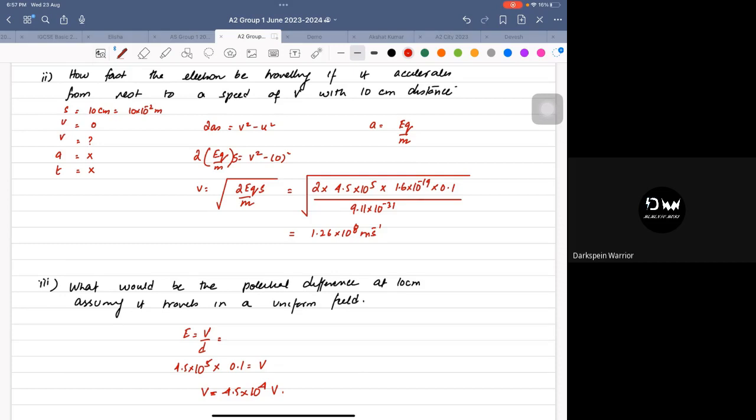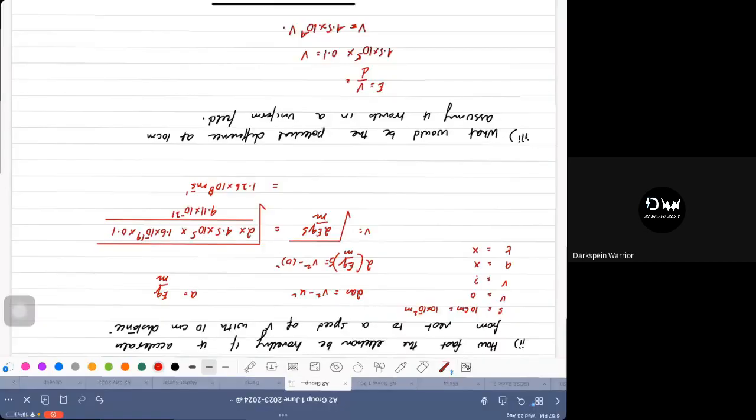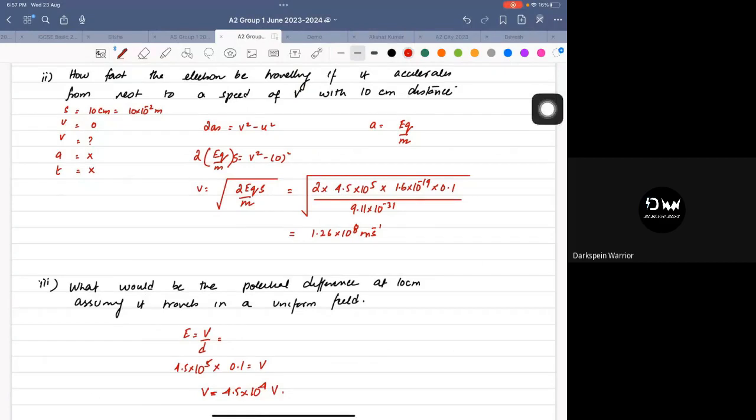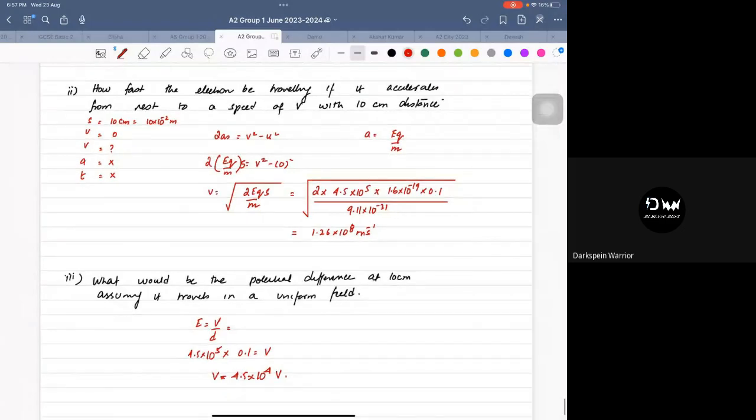Right. So that would be basically this. Now, up to this point, we've done the uniform electric field. From tomorrow onwards, we will be going towards Coulomb's law. And that would be it for today then.